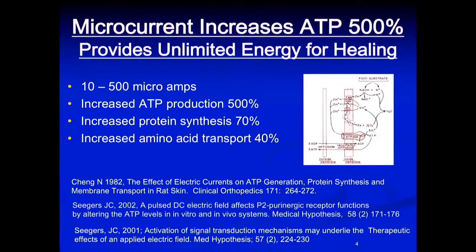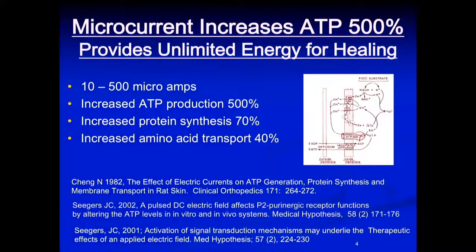So yesterday we talked about the fact that microcurrent increases ATP production by 500% and provides more or less unlimited energy for healing. As long as you're between 10 and 500 microamps, the ATP is going up by 500%. Between 500 and 1,000 microamps, the ATP levels off, and above 1,000 microamps, the ATP actually drops. So when you use the higher amperage devices and electrical therapies, they do what they do, but they decrease ATP production according to the studies.